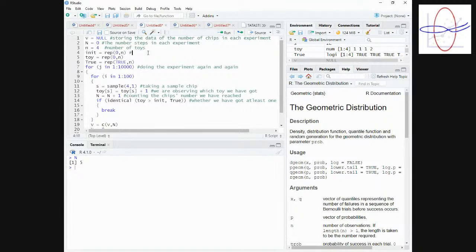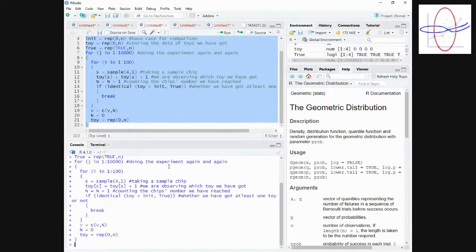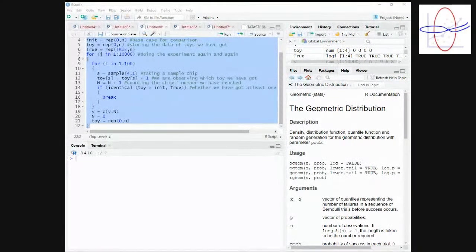Initially, it's the base case for comparison. Toy is used for storing the data of toys we have got. Again, true is for this check. So have you understood this, guys? What's really happening over here? We're doing the experiment over and over again, and we are getting this.